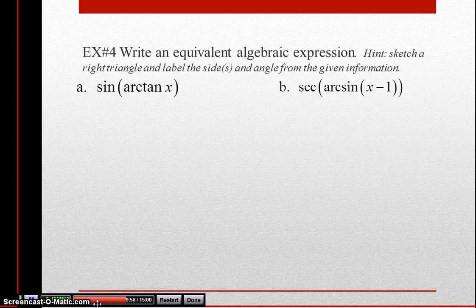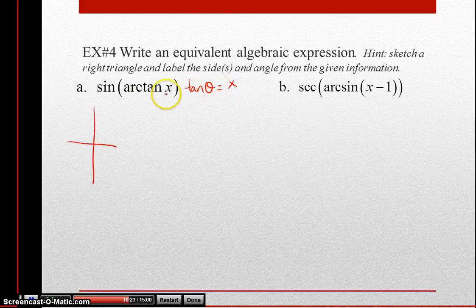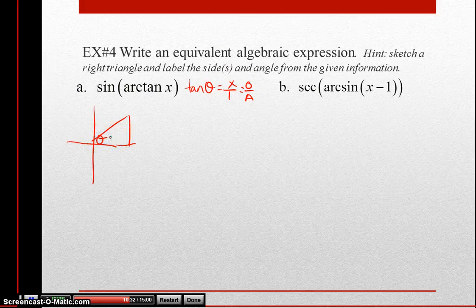Okay, the last thing we want to do is write an equivalent algebraic expression for the composition of the functions that we have. So we want to sketch a right triangle just like we did in the last example. We want to sketch the triangle for our arctangent. Remember, we want to find the angle whose tangent is equal to x. I'm going to put it over 1 because the tangent is our opposite over our adjacent. It's positive, so it's in the first quadrant. Here's theta, and we know that x is our opposite side and 1 is our adjacent side.